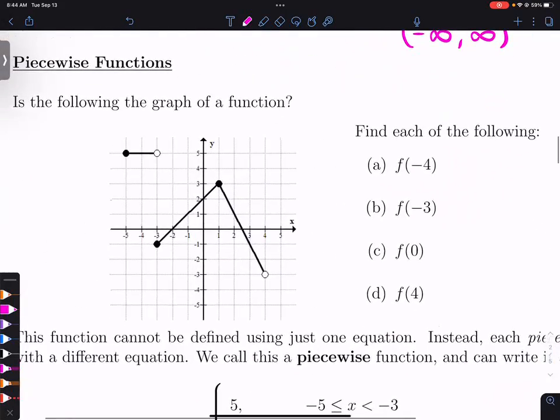Here's a graph of a thing. Take just a second, find each of those function values. So just looking up, give it an x, find the y. The graph is weird. It's different than stuff we've looked at. That's okay. You can still do the function evaluations the same way.